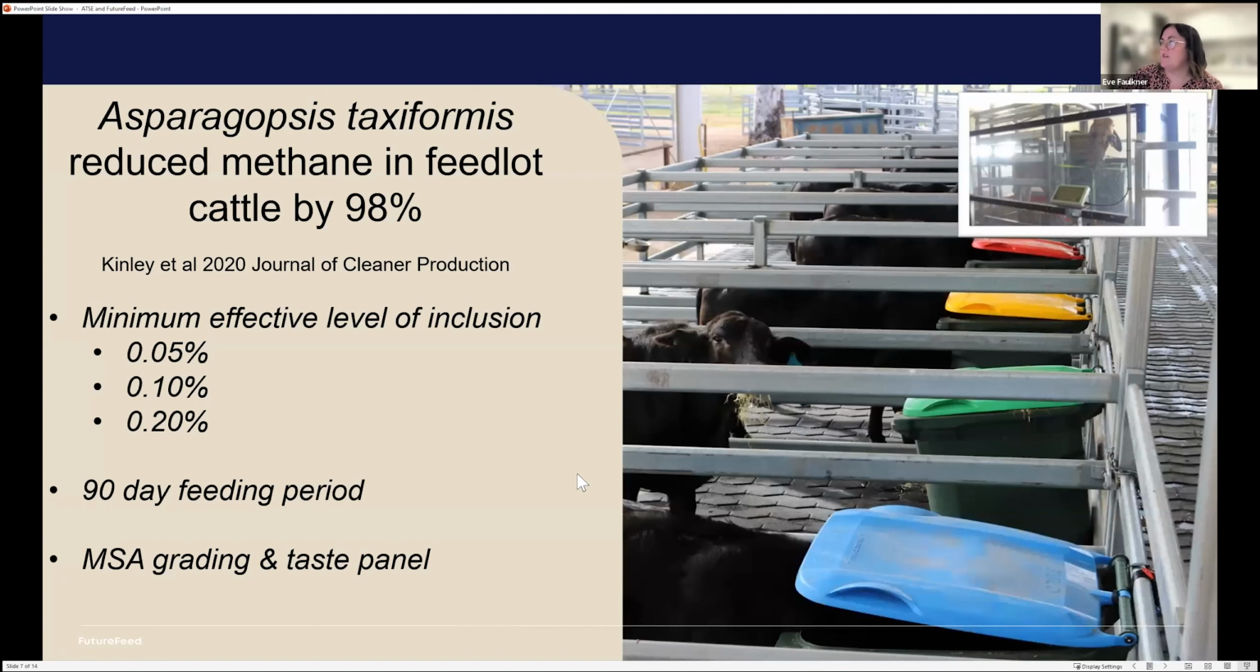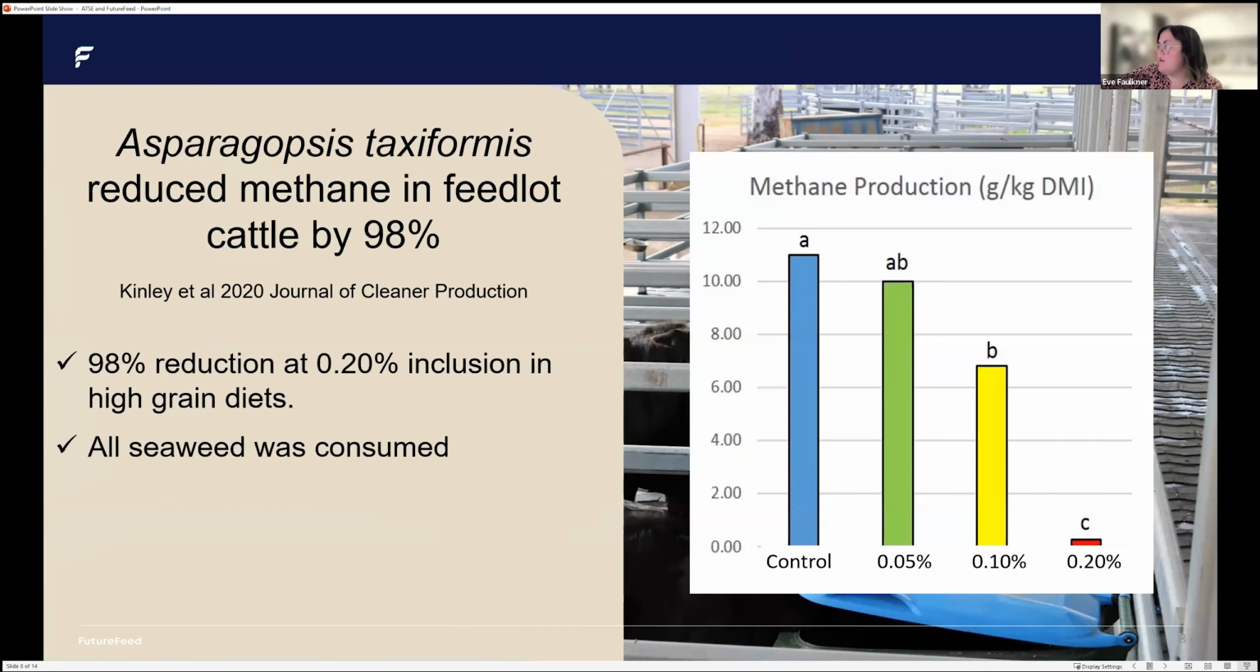So there are lots of published studies, but I'm going to talk to one in the interest of time today. And that is one published in 2020 by Dr. Rob Kinley, our chief scientist, that looked at a 0.05, 0.1 and a 0.2% inclusion. It was a 90-day trial. And what it saw here, at the 0.2% inclusion, was a 98% reduction in methane. And the cattle were willing to eat the seaweed.